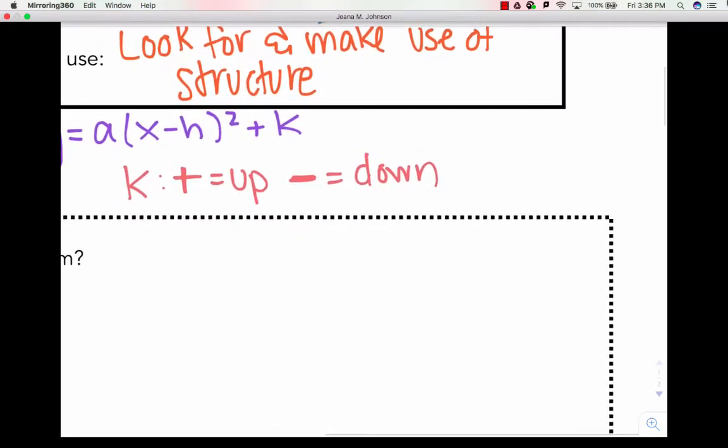Lastly, we have a. So when we're talking about a, when it increases or when the absolute value of it is greater than 1, then this graph is going to be skinnier. When it's negative, or when the absolute value of it is less than 1, so it's a decimal, this graph is going to be wider.